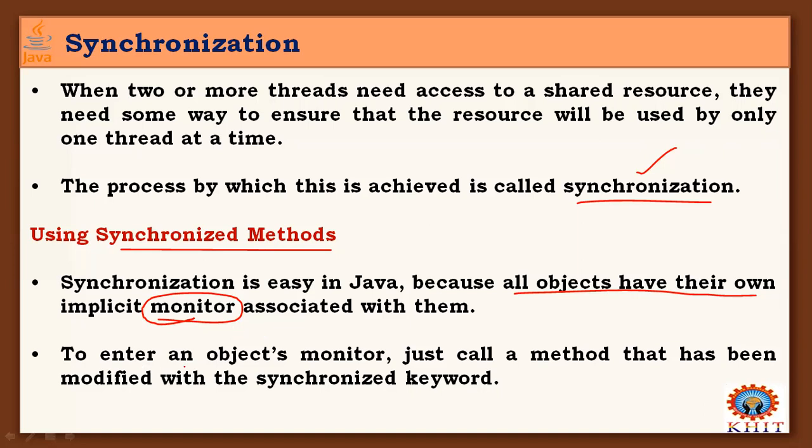So to enter an object's monitor, you just call a method that has been modified with the synchronized keyword. When we use synchronized, you are making other threads wait from executing the same method until we give a signal to access it. Until then, they wait in a waiting state.